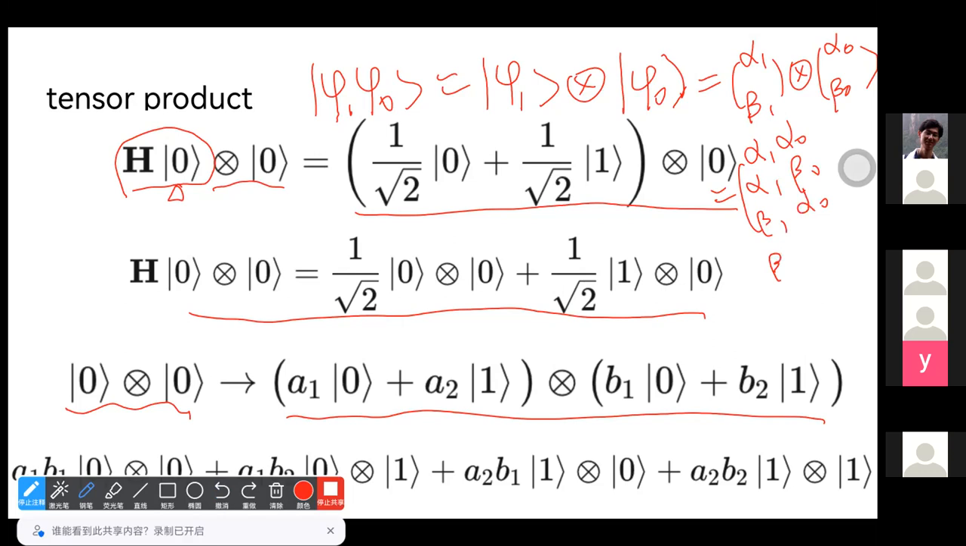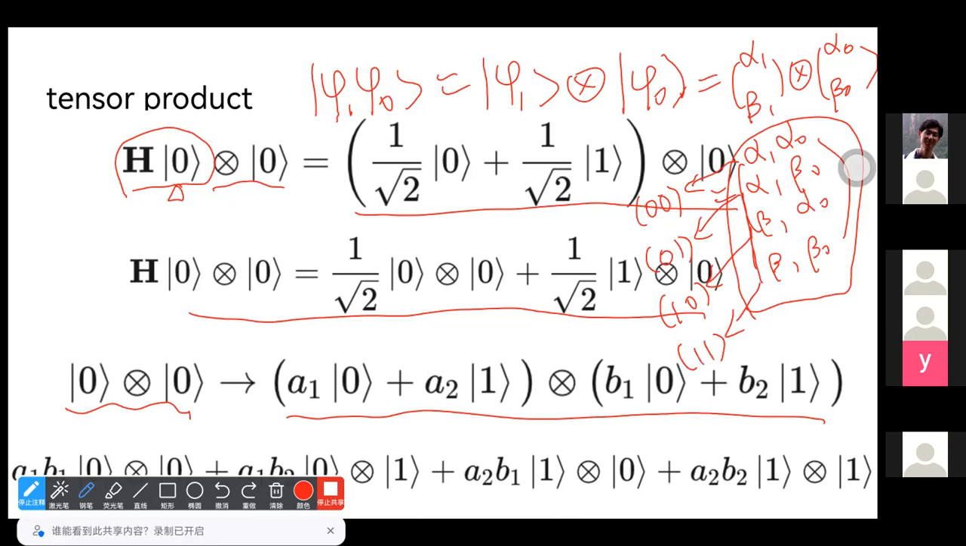So these are combinations. They will go to a new state here. Remember, this is just the coefficient. This means how possible it goes to the 0, 0 state. This means how possible it goes to the 0, 1 state. And this is the 1, 0 state, and this is the 1, 1 state. And the magnitude squared is not just the same. The probability should be squared.